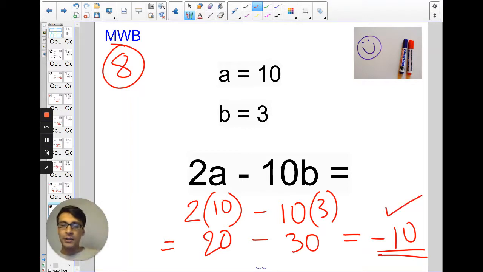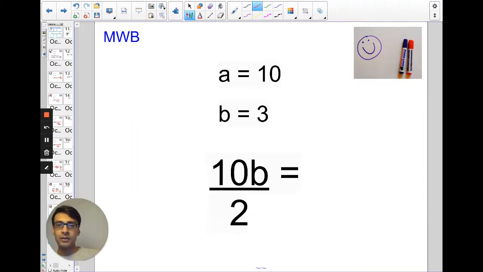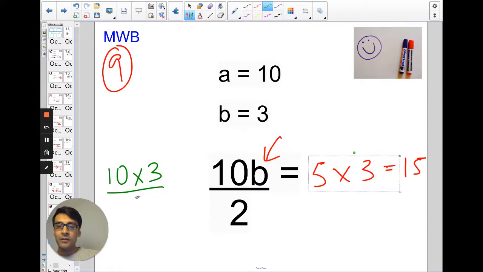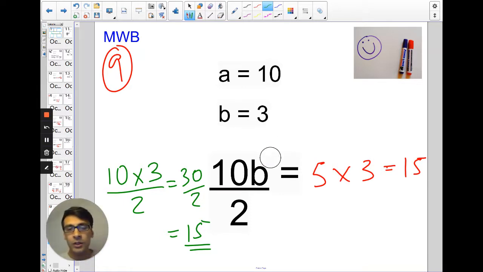Okay, now the next question is question 9. Pause the video. Okay, now in fact before I even work out what the b part is, I know that 10 over 2 is just going to give me 5. So I'm going to do 5 times b, which is 3, so I just get 15. Another way to do it, perhaps a longer way, is I'll do this on the left hand side. It's going to be 10 times 3 over 2, that's just going to be 30 over 2, which also is just going to give you 15. So both ways are correct, whichever one you prefer.